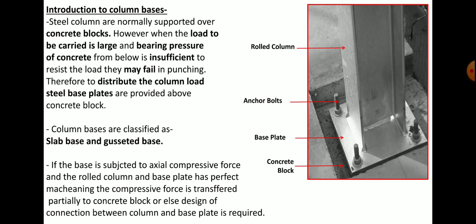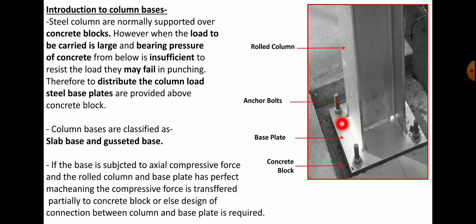So there will be insertion of the column portion into the concrete block, or there will be failure of the concrete block. In order to avoid such failure, steel base plates are usually adopted, kept at the bottom of your rolled section in order to transfer the load over a wider area. Therefore these plates distribute the column load to the slab base plates, which are provided at the bottom.